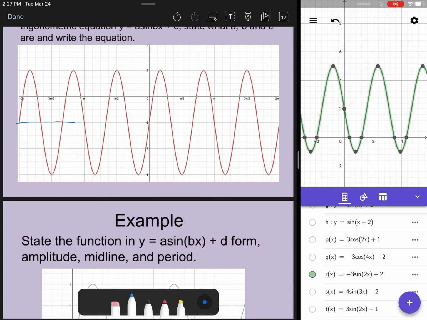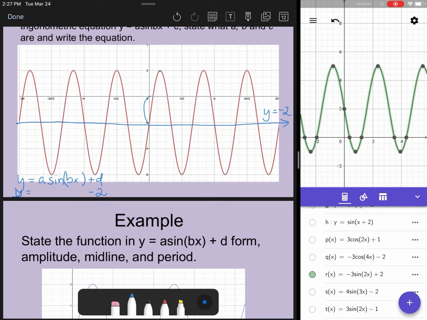Okay, next one, doing exactly the same thing. Locate that midline. Sorry that that's a little crooked. Equation of the midline is y equals -2. So let me write out the standard form here. Y equals a sine of bx plus d. We know d is going to be -2. Y equals, okay. What is the amplitude?